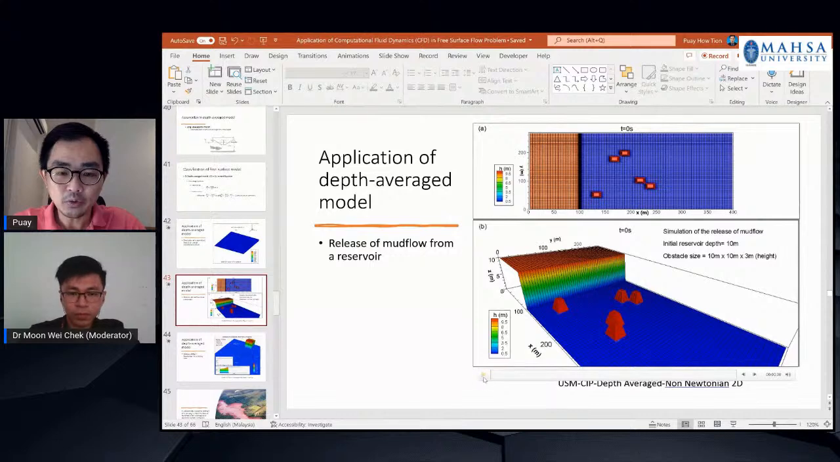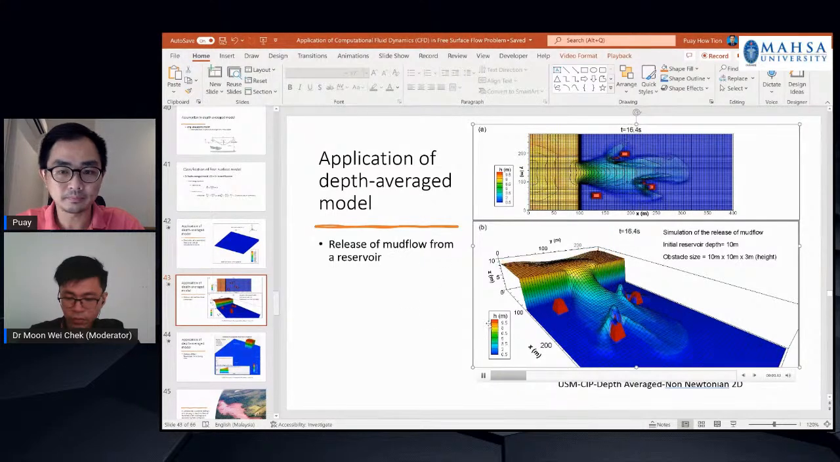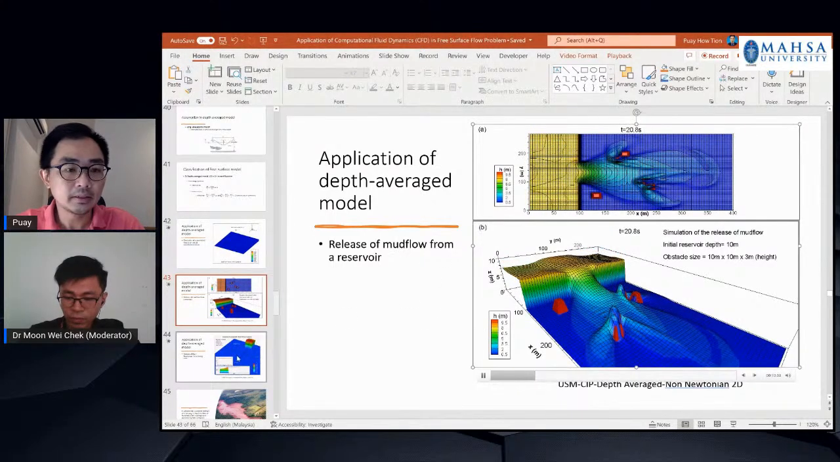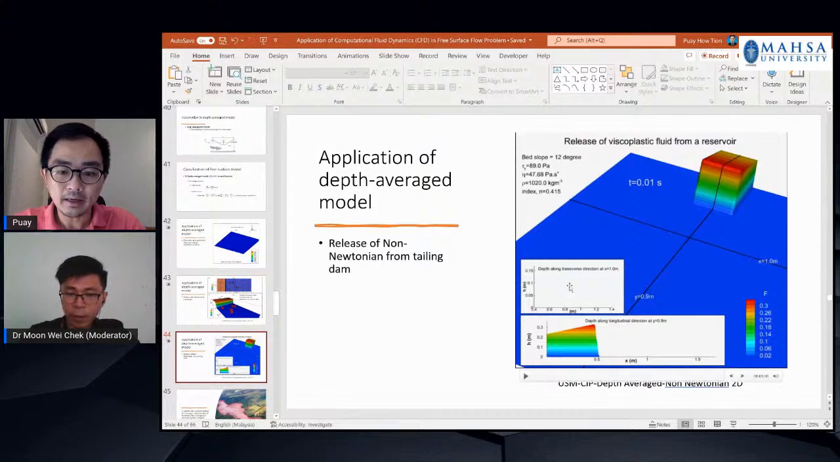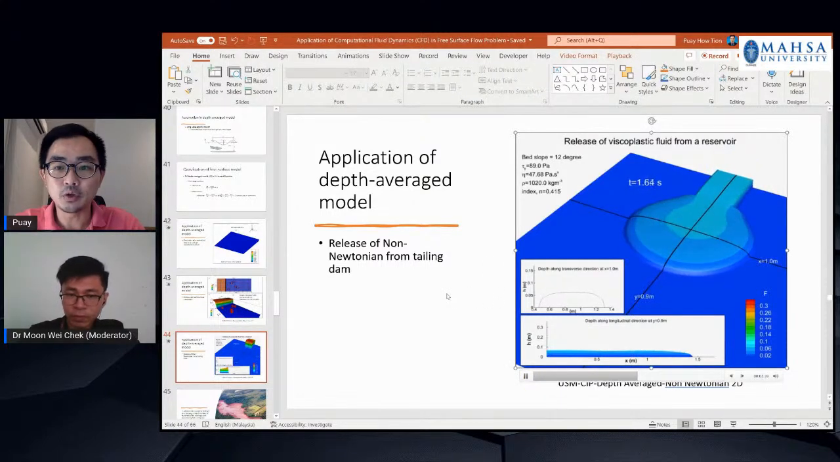And also it can be used for other phenomena other than water. This is for mud flow. Mud, for your information, is not a Newtonian fluid. Mud flow is not a Newtonian fluid. So we can use the depth average model to simulate non-Newtonian fluid. In this case, this is a release of mud flow from a reservoir and other kinds of non-Newtonian material. So this is viscoplastic fluid from a reservoir.